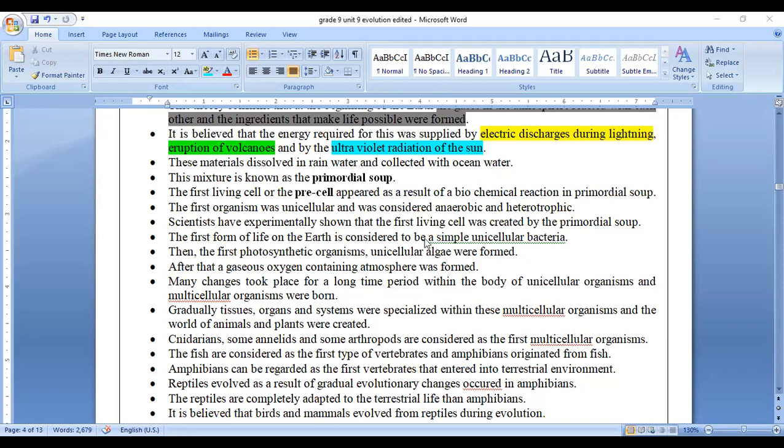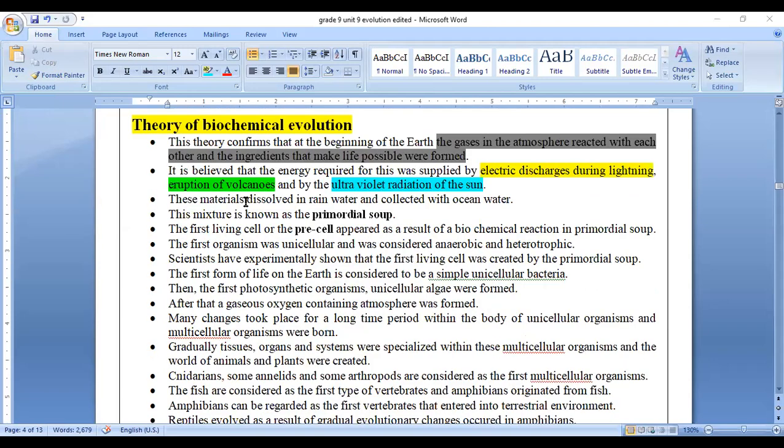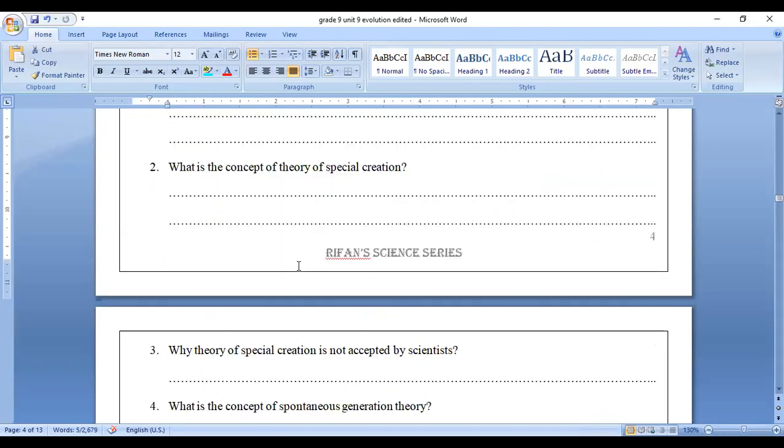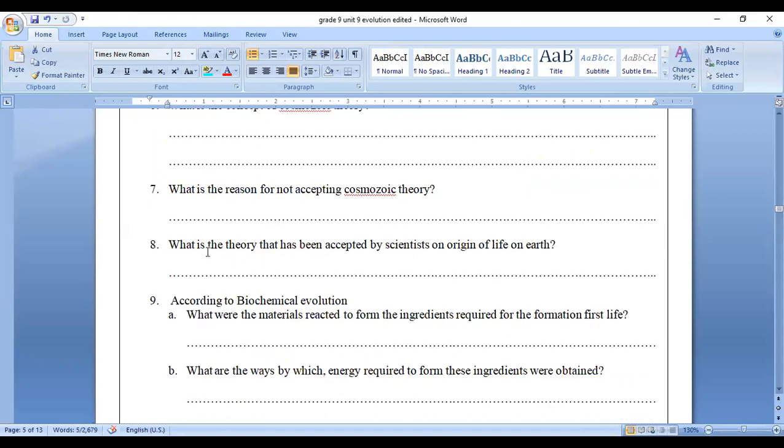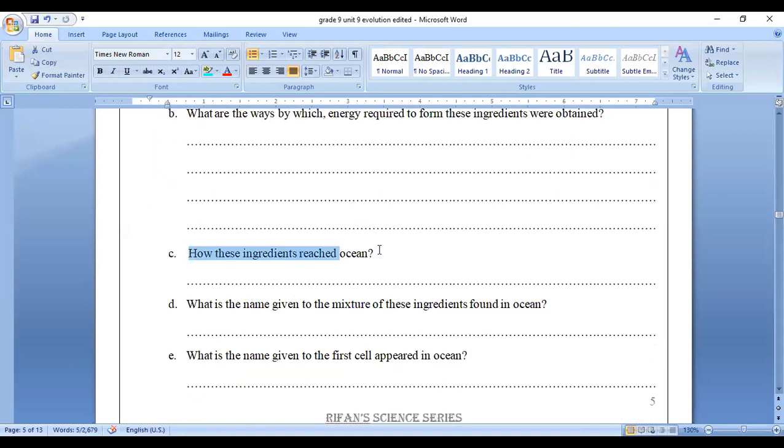After that, these materials are dissolving in the rainwater and going into the ocean. What is my third question? How did these ingredients reach the ocean? By dissolving in rainwater. Because they dissolved in rainwater, with the rainwater they went down and reached the ocean. Understood?